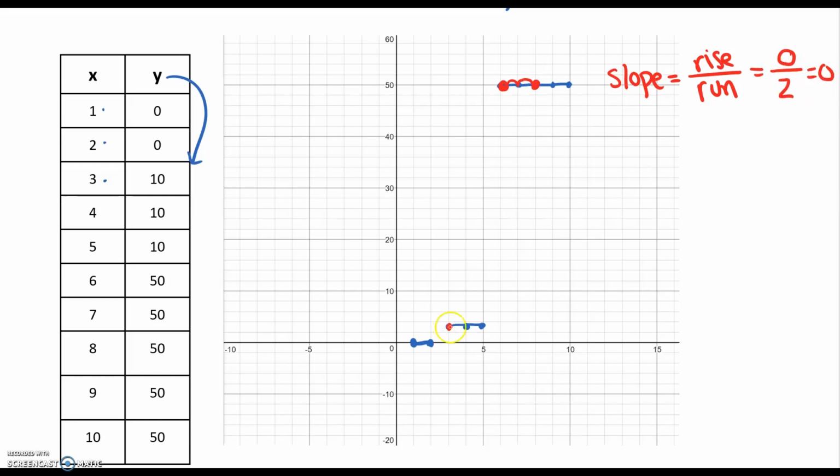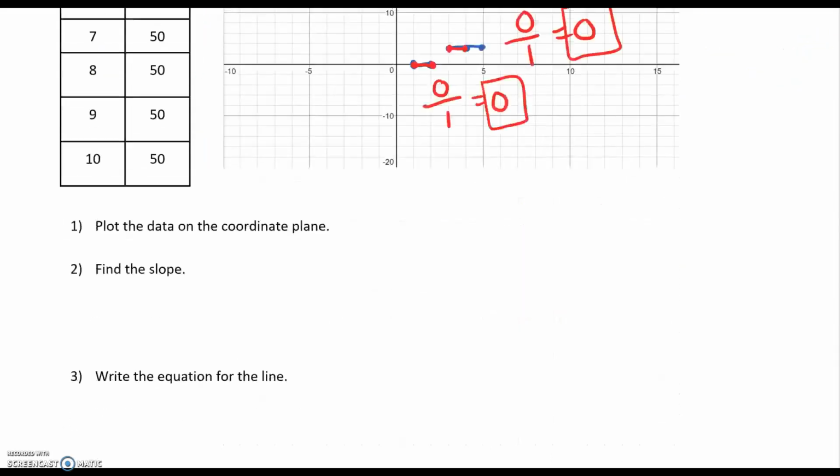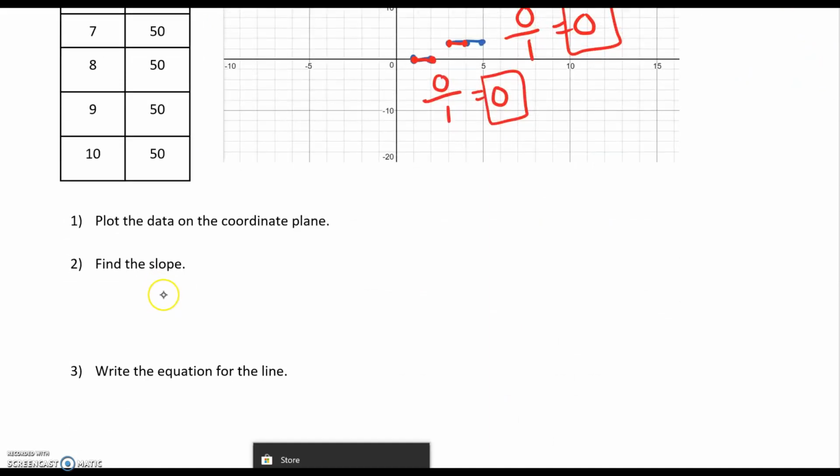Okay, if you look at this line, we can do the same thing. You rise 0 and you run 1, so the slope is just 0. Or this one, you rise 0 to get from here to here, but you run 1. So the slope is still 0. So as you can see, all 3 of these pieces of the graph have a slope of 0, and that's because any horizontal line has a slope of 0. All horizontal lines.